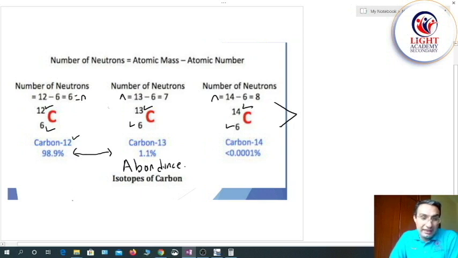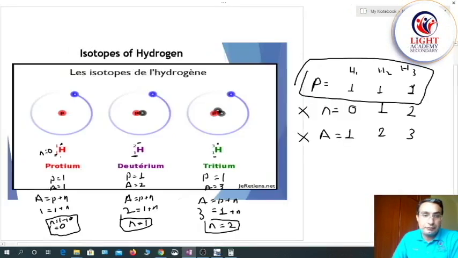Like we can say, if there are 100 molecules, 99 molecules are carbon 12, just one molecule is carbon 13, and almost 0 molecules are carbon 14. So you may ask a question: in the periodic table, which atomic mass is written? When we go to the periodic table, I want to show you.